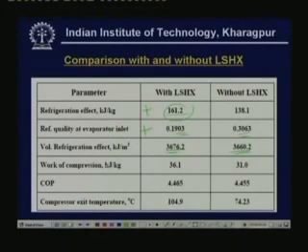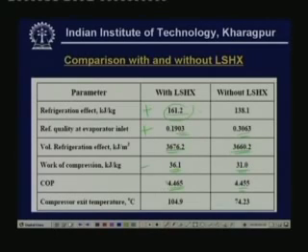Then work of compression. Obviously with liquid suction heat exchanger, work of compression has increased because the isentropes in superheated region are flatter compared to the isentropes closer to the vapor dome. So, this is 36.1, this is 31. So, this is actually a negative. And COP you can see is almost the same, it is 4.465 with liquid suction heat exchanger and it is 4.455 without liquid suction heat exchanger.